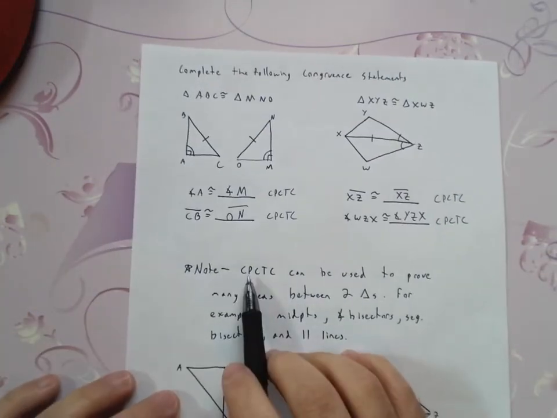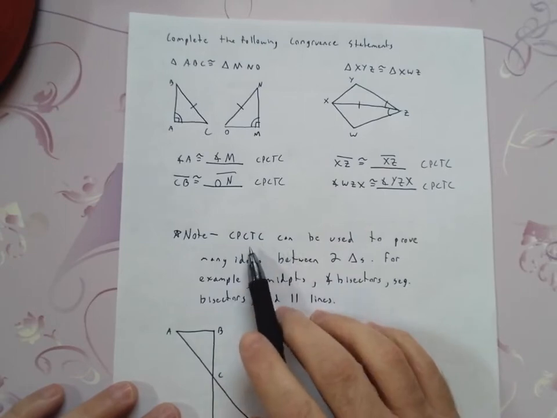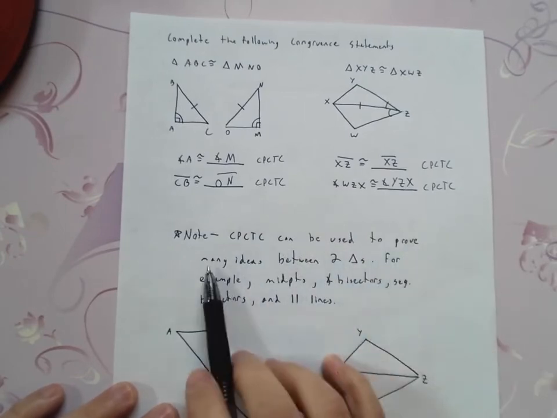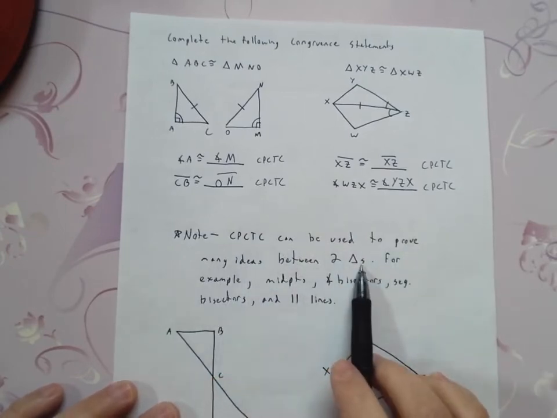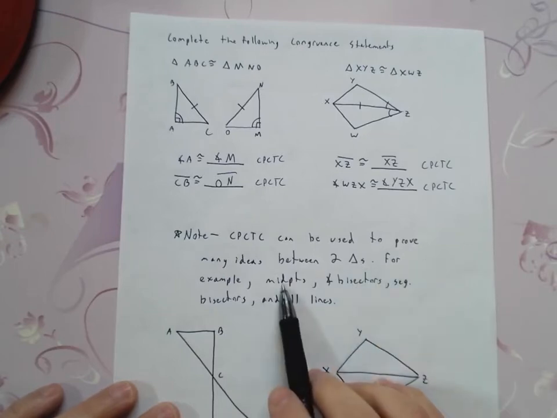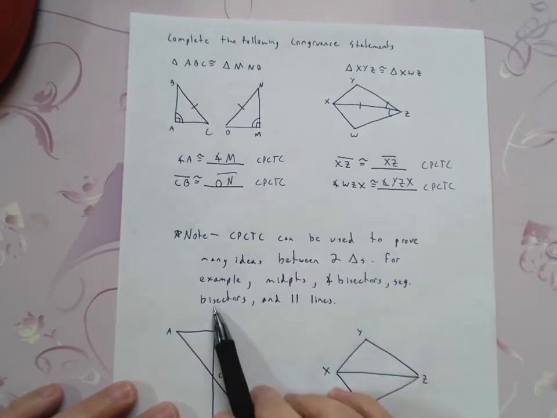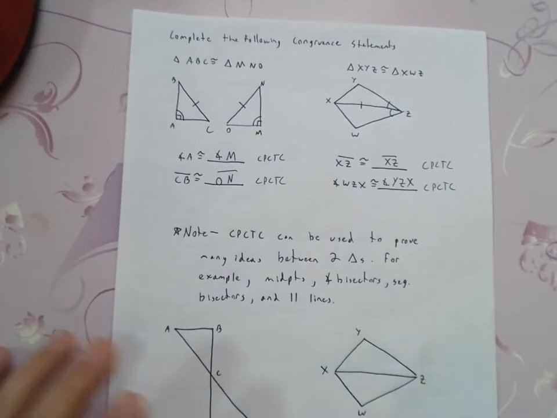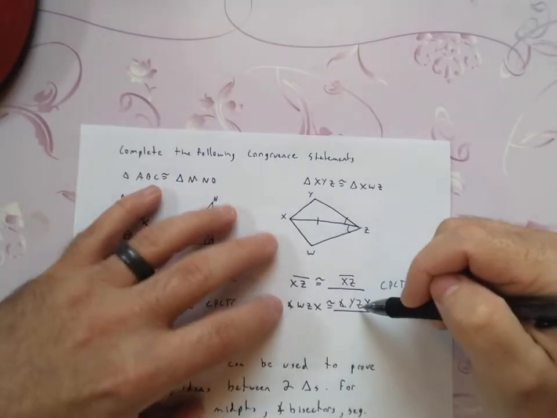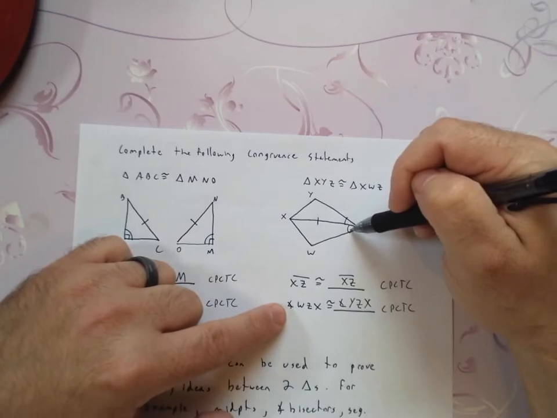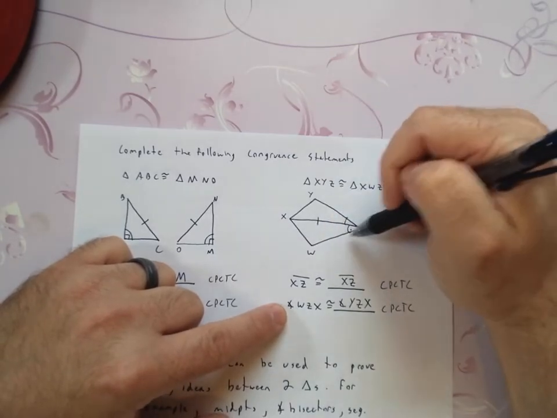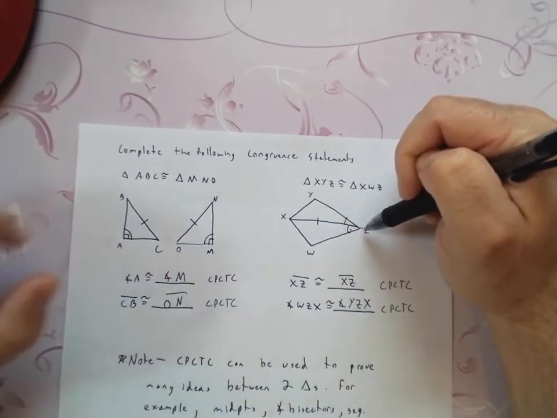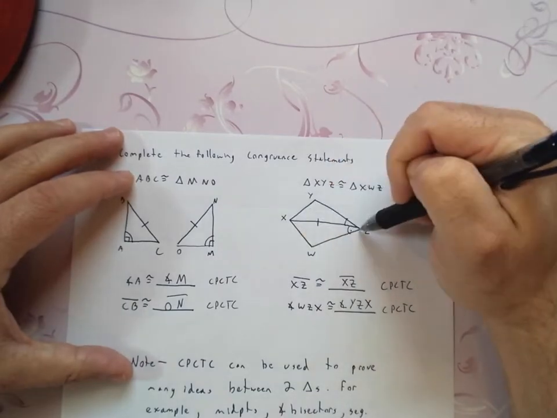A quick note. CPCTC, why is it important? Because it can be used to prove many ideas between two triangles. For example, I can prove midpoints, angle bisectors, segment bisectors, parallel lines. Maybe I can prove that I have isosceles triangles. So because of CPCTC up here, look at this. These two angles are congruent. That means I know this big angle was cut in half. Okay? I know that this has to be an angle bisector there.